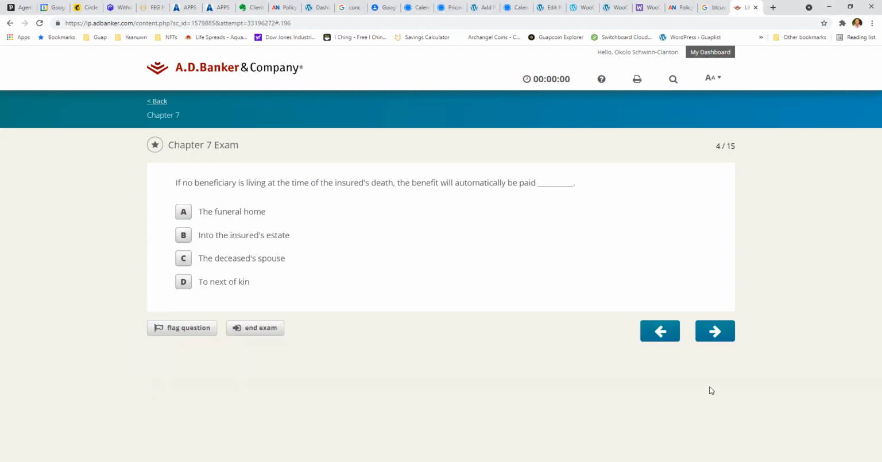If no beneficiary is living at the time of the insured's death, the benefit will automatically be paid the funeral home, into the insurer's estate, the deceased spouse, to the next of kin. Okay.